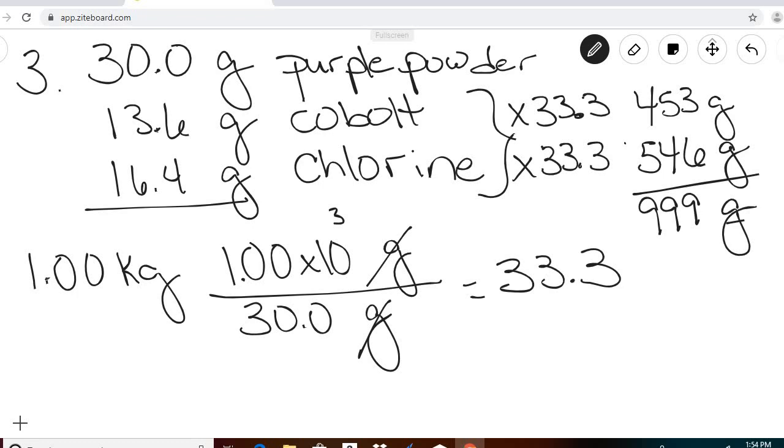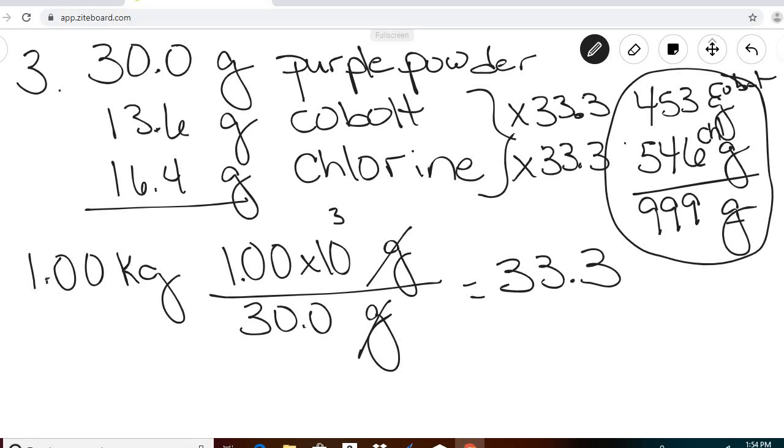So you need to have 453 grams of cobalt and 546 grams of chlorine to get the 999 grams, or 1,000 grams as it were.